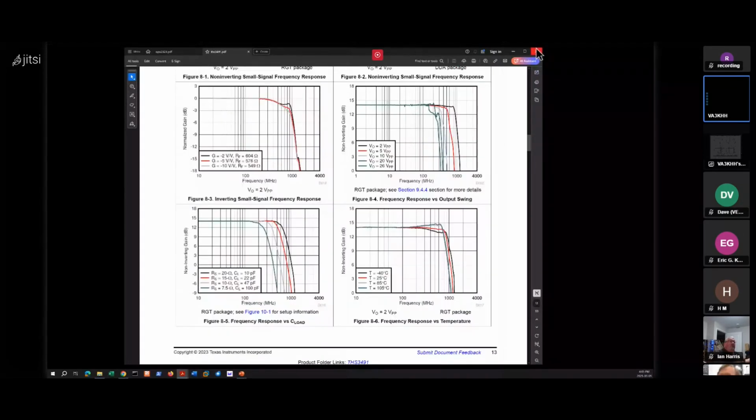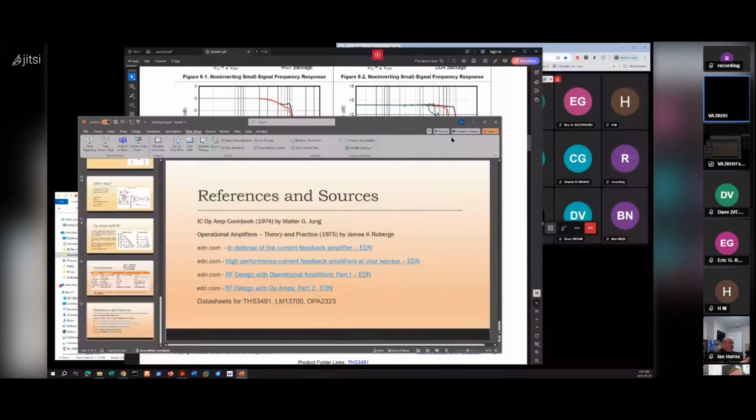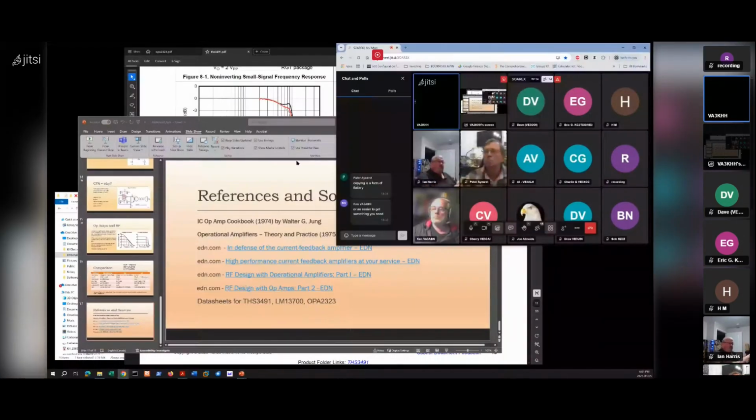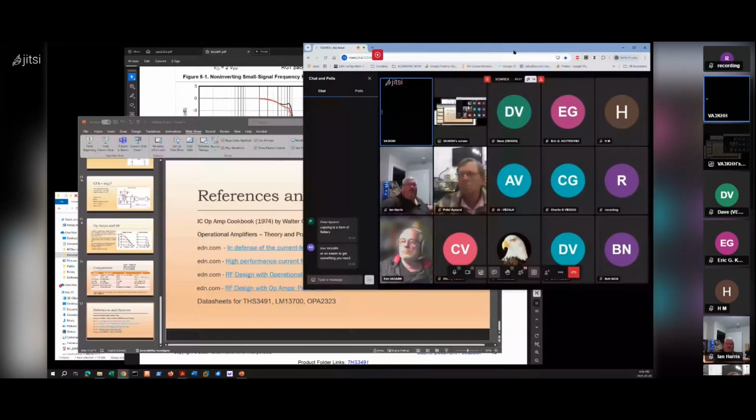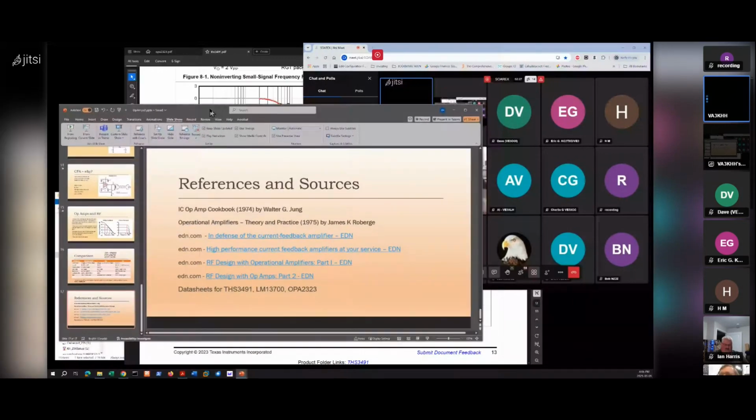Anyway, so that's all I had on that. Other than ask questions, I'll try and answer them. And if not, maybe somebody else has some answers that has more experience with these. Because I have not used this current feedback amp, but it looks interesting. I just don't want to spend $20 to play with it.